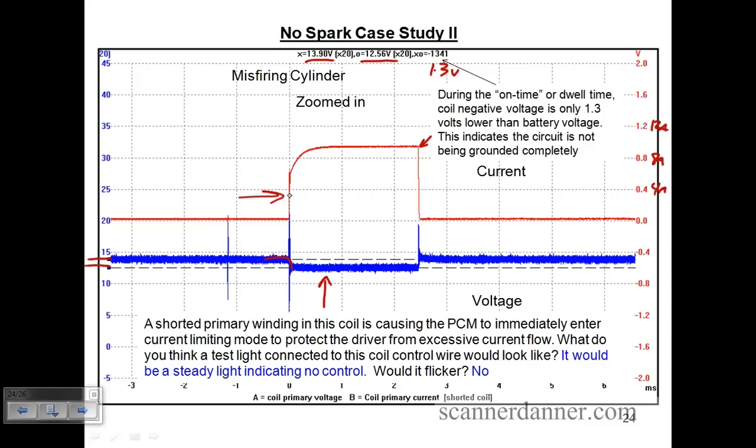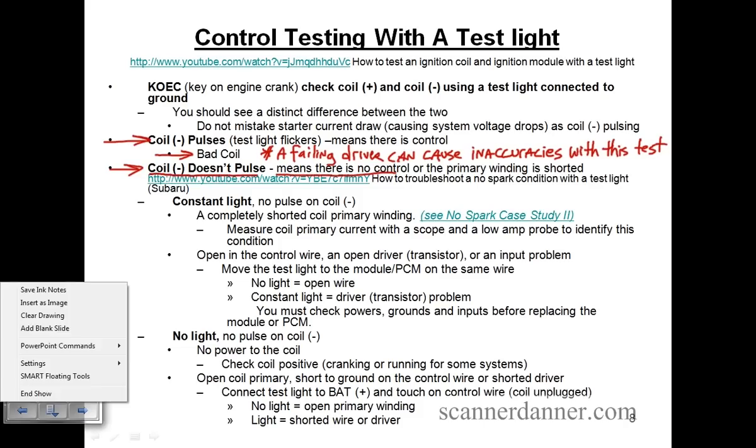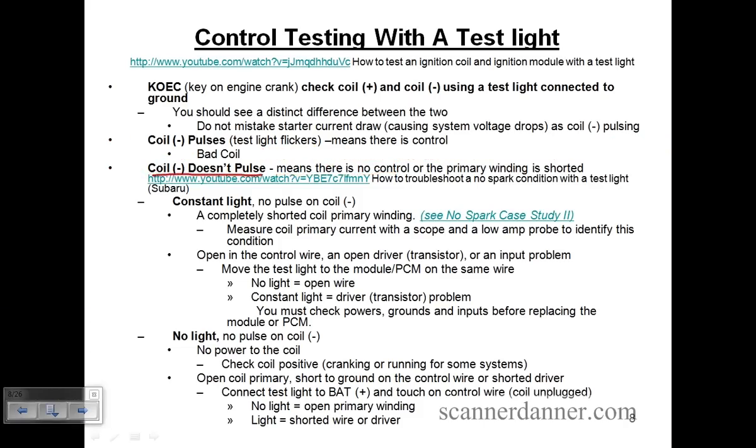It's not. Okay, lesson here is what? Is the test light foolproof? No. And if you look back on page 8, you'll see the note. What do I have? Coil negative doesn't pulse. I have the note in here for you. Coil negative doesn't pulse means there's no control, right? I have an or. It's right here. Or what? In this Subaru video, I addressed this problem by putting an amp probe on my circuit and cranking it over and making sure I didn't have any amperage. That's the key.